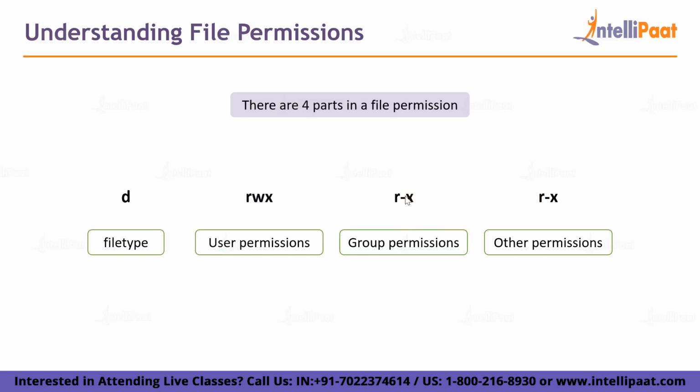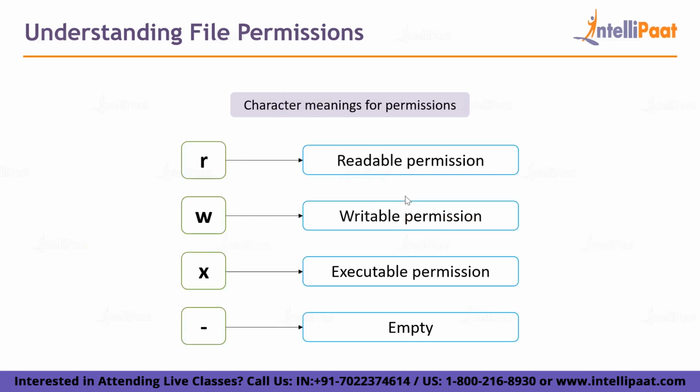And again, last one is other permissions. A process can either read it or execute it, but it cannot write inside it. But if it also has RWX, other permissions, that particular process can also write inside this file or directory. So these are the meanings of these characters.